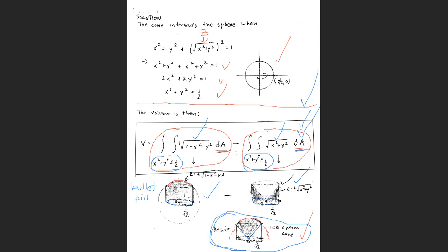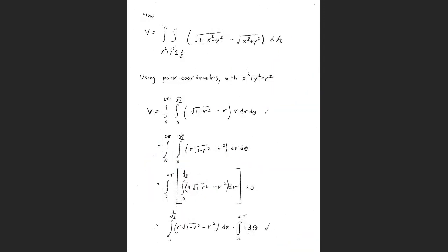So okay, now we go to the next page, and because the region D is a circle, that tells me that perhaps polar coordinates would be worth using here. With polar coordinates, we know that r squared equals x squared plus y squared.